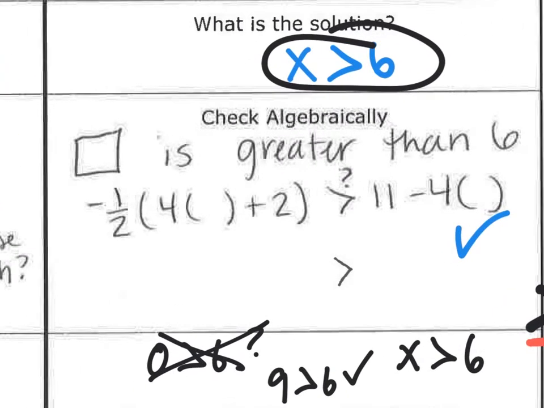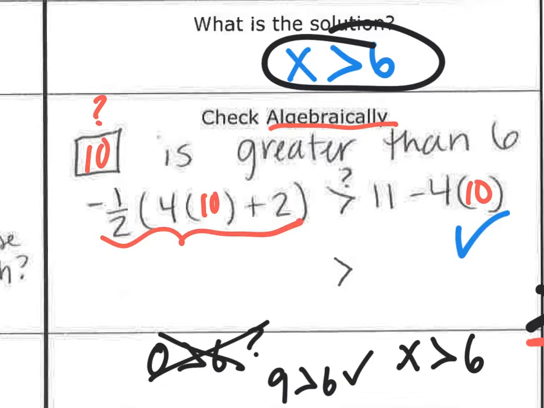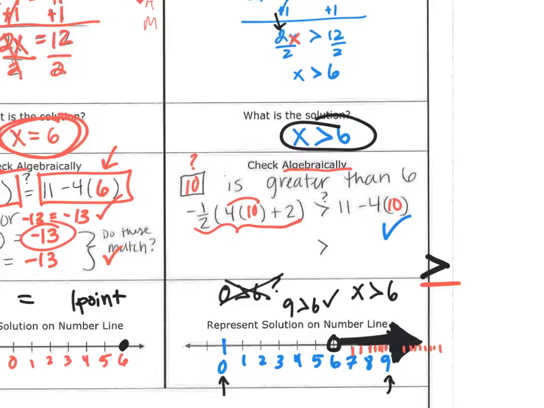So when I go here to check it algebraically, I ask myself, what number is greater than 6? Well, I'm going to choose 10 because it's easy to multiply. I'm going to put this side in my calculator first. So 40 plus 2 is 42 times negative 1/2.